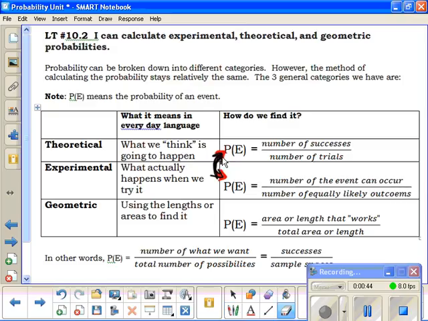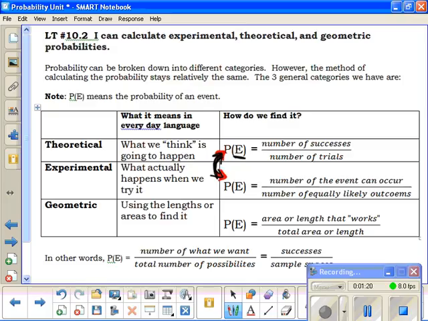But overall, theoretical and experimental probability. Theoretical is what we think is going to happen, not actually what is happening, but what we think is going to happen. P of E means the probability of an event, whatever we want to have. So the probability of a head, the probability of getting a 3 on a die, whatever it might be, that's the probability. P stands for probability. E is what event is occurring. What do we want to happen? And that's equal to the number of successes divided by the number of trials.